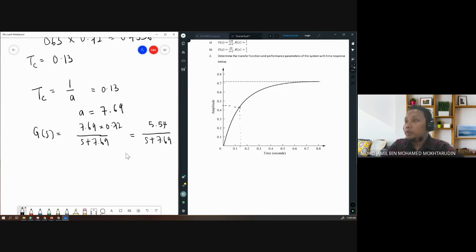So the time response, c(t), equals 0.72 times 1 minus e to the power of minus 7.69t. Okay. So similar to question number 1 just now. So you have a scale.